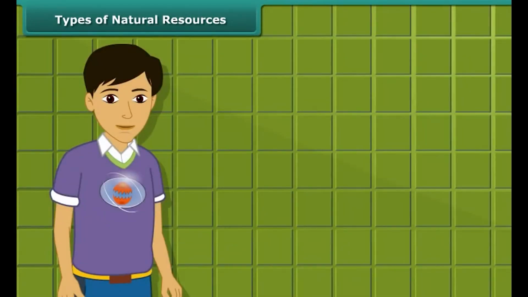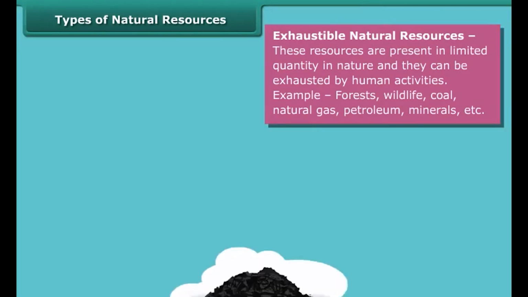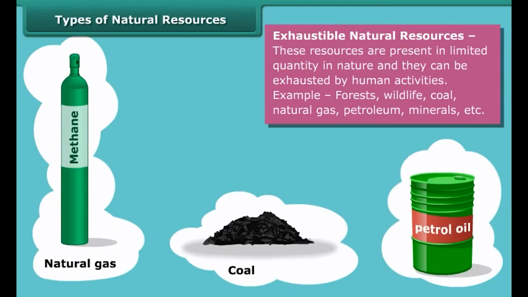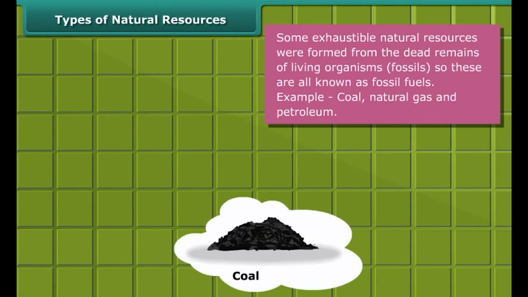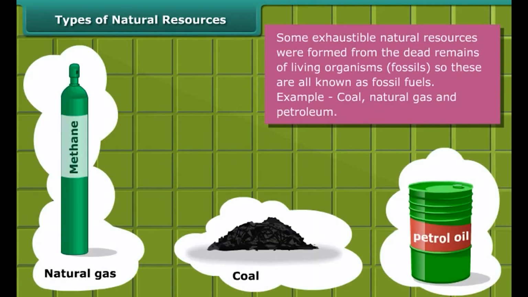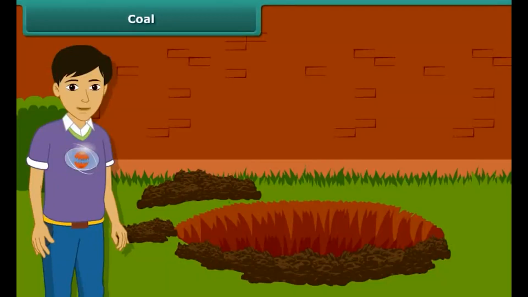On the other side, the amount of exhaustible resources is limited and they can be exhausted by human activities and consumption. Forests, wildlife, coal, natural gas, petroleum, and minerals are examples of these resources. Do you know that some exhaustible resources like coal, natural gas and petroleum were formed from the dead remains of living organisms called fossils, and hence these are also known as fossil fuels? Hey, now let us know about these fossil fuels in detail.